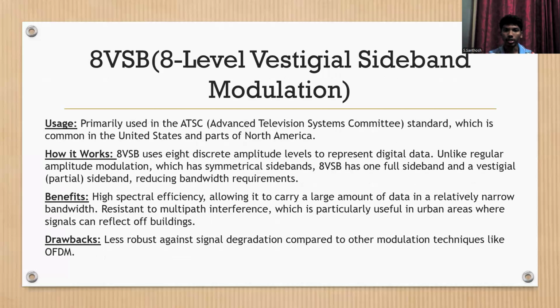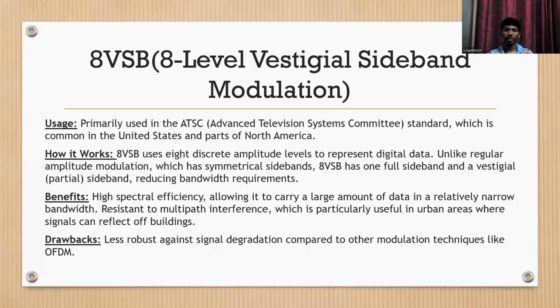So 8VSB, or the 8-level vestigial sideband modulation. What is this 8-level vestigial sideband modulation? It is a type of modulation where you actually split up the single band into multiple sidebands, so that you'll have one band and multiple sidebands for each of them, which will carry the data that is being encoded to the receiver, or to our TVs in this case. The primary use of this is in the US and some parts of North America, and they use the Advanced Television Systems Committee standards for the data transfer.